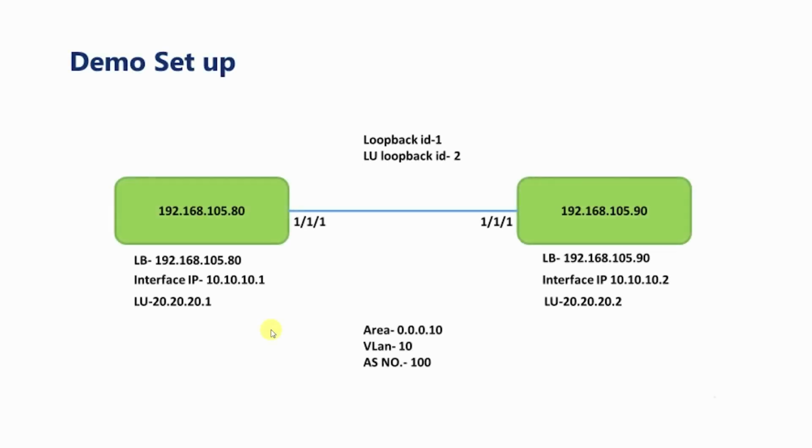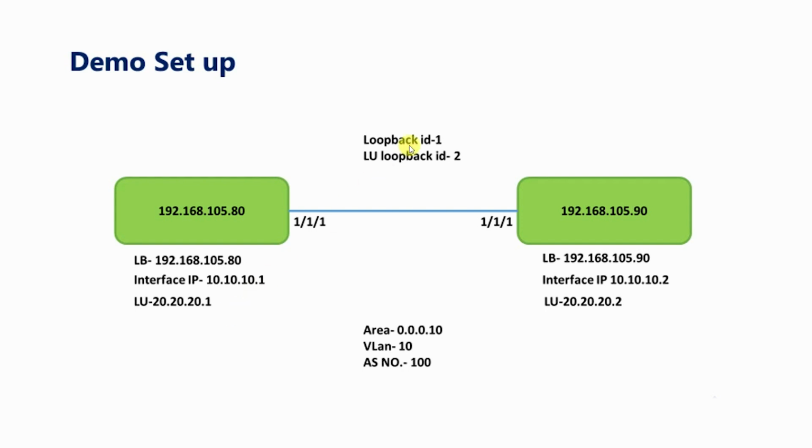Now let us see the demo setup with A3 and A4 nodes. The interfaces are connected as shown, and we have the loopback IP same as the router ID of each node. Then we have the interface IP details for both the nodes. Then we have given the label unicast IP address.